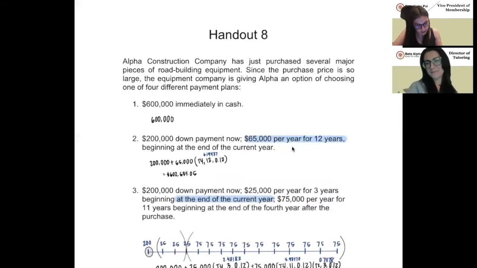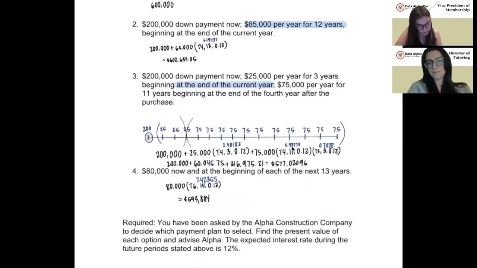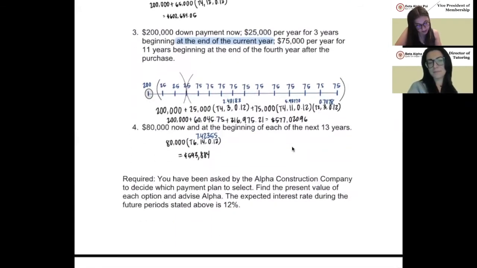So, Alpha Construction Company has just purchased several major pieces of road building equipment. Since the purchase price is so large, the equipment company is giving Alpha an option of choosing one of four different payment plans. What they're asking us to do is decide which payment plan is best, which one they should select. So, we're going to find the present value of each option and advise them what to do. And they also tell us that the interest rate for each is 12%.